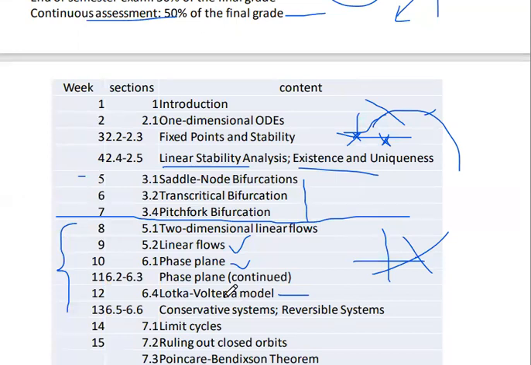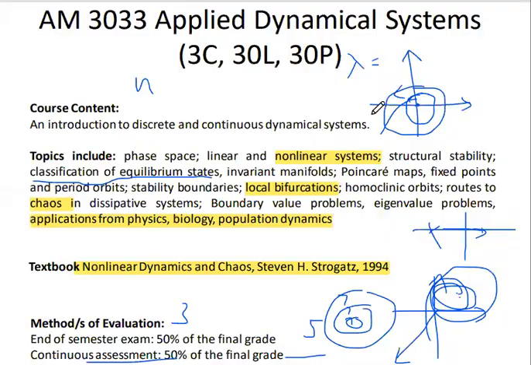Let me give you a brief introduction to dynamical systems. Dynamical systems theory is a branch of mathematics that deals with the study of systems that evolve or change over time. If you have a one-dimensional, two, three or n-dimensional system, we study the behavior of the system that evolves with time. The system is evolving all the time.